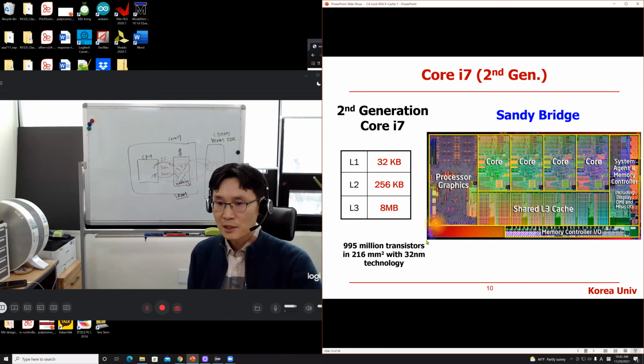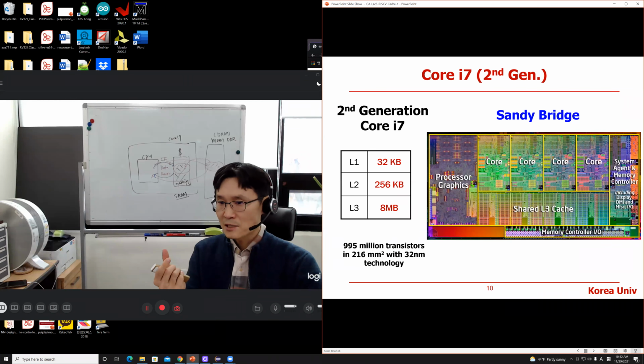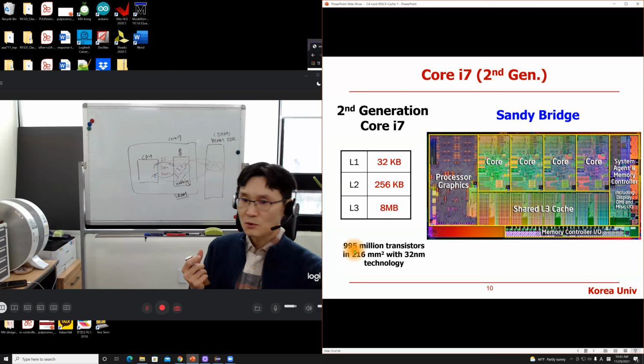Second generation, it is using 32 nanometer semiconductor technology. Compare these two, 45, first generation, and the size is getting smaller and smaller, right? 32 nanometer technology. Transistor count, close to 1 billion. In Korean, 10억, right? 10억 transistors, close to 1 billion.